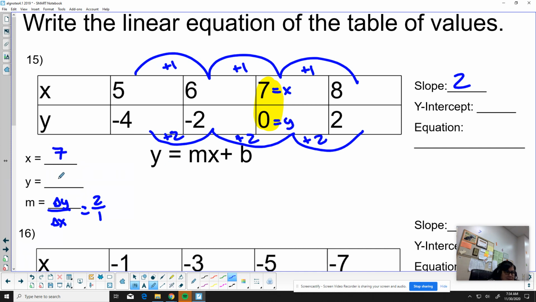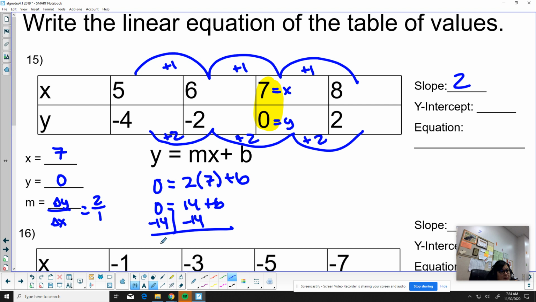So x is 7, y is 0. Let's plug them in. So 0 goes in here. M is 2. X is 7. So 2 times 7 is 14. And I subtract and get -14 for b. There we go. And y equals 2x minus 14 is my answer.